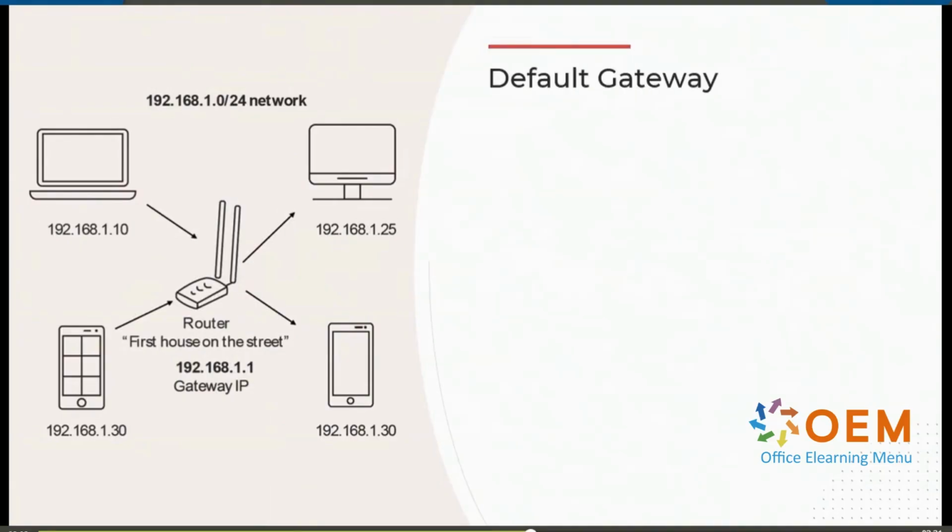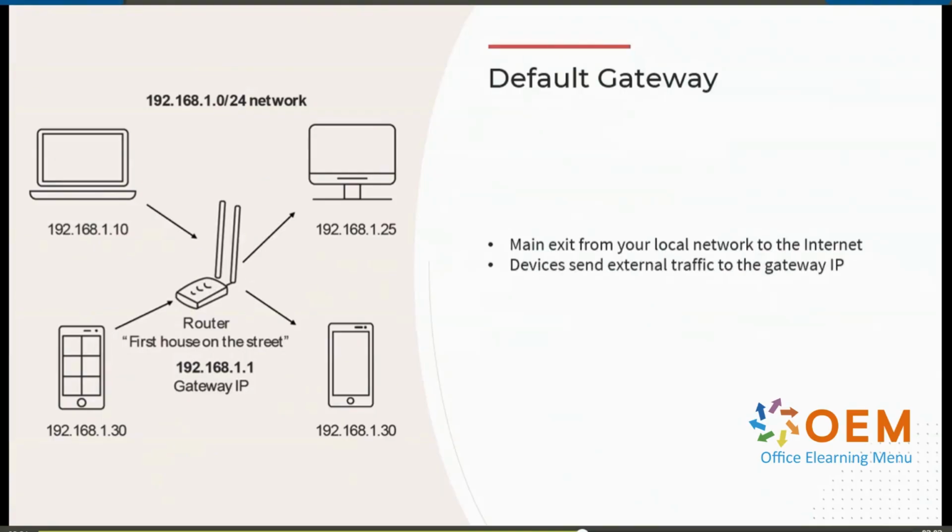Now that we understand how the MAC address identifies a device on a network, let's talk about what happens when a device needs to communicate outside its own network. This is where the default gateway comes in. The default gateway, usually a router, acts like the main exit from your network to the internet. When a device wants to reach an external site, it sends the data to this gateway first.